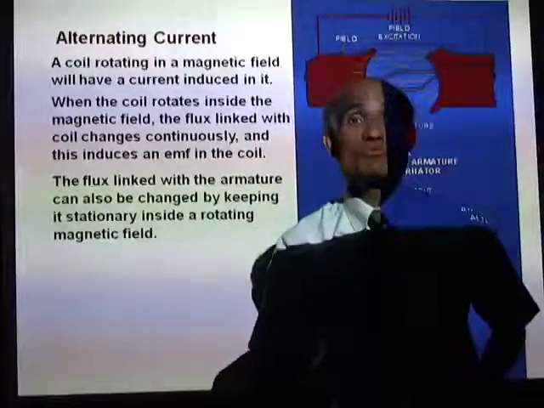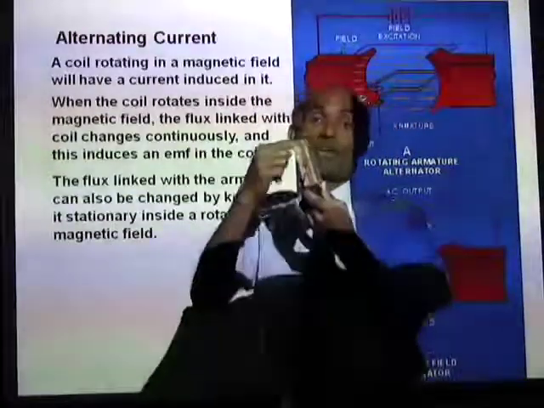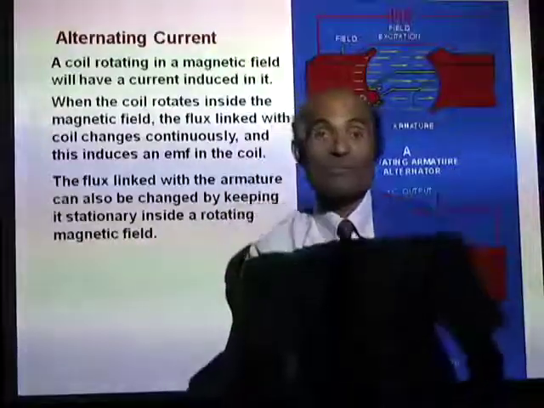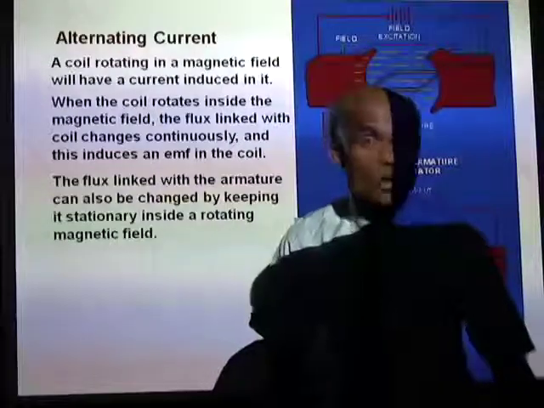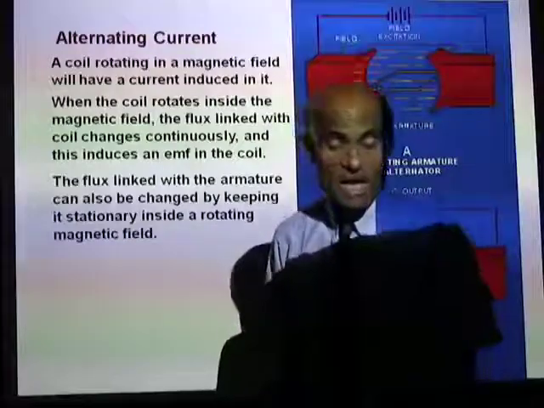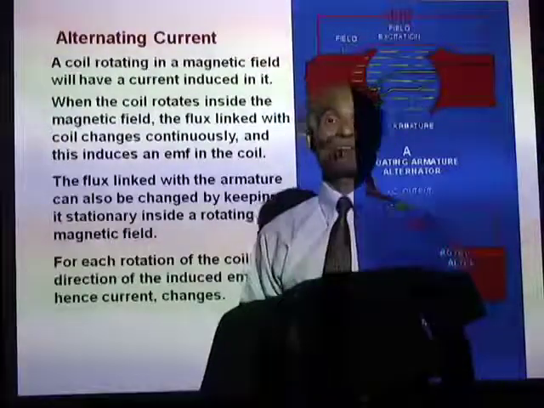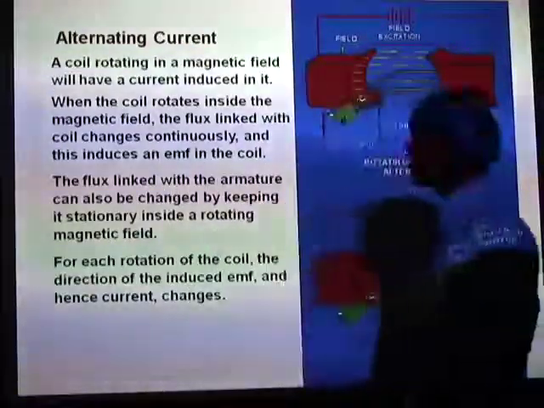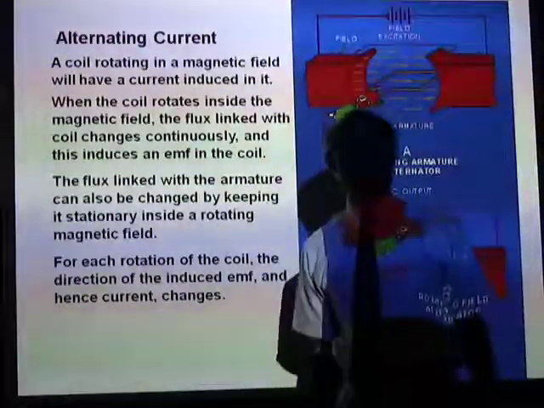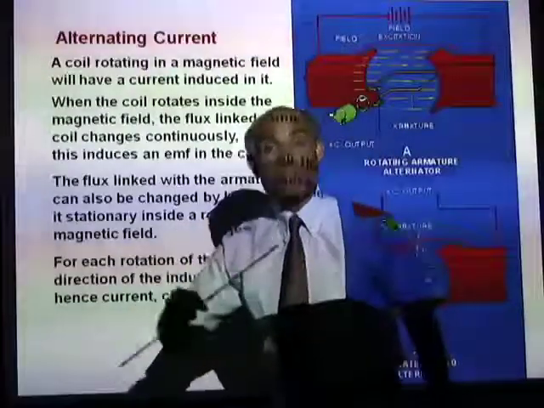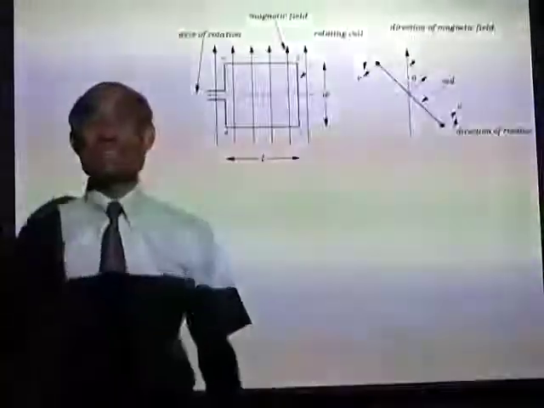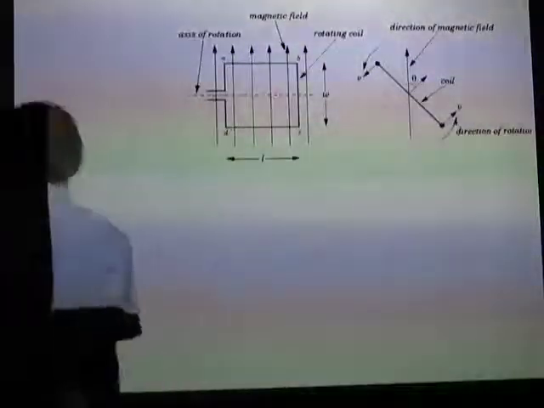The coil wound on a frame is actually called the armature coil. The flux linked with the armature can also be changed by keeping the coil stationary and moving the magnetic field. Now, for each rotation of the coil, the direction of the induced EMF and hence the direction of the current will change. Now, such a generator is called an AC generator. I have a diagram here.